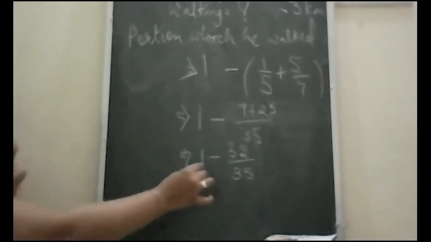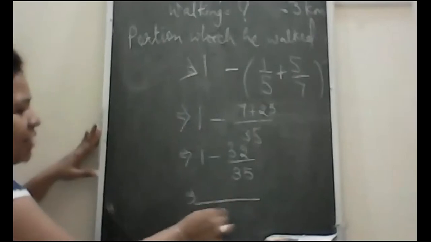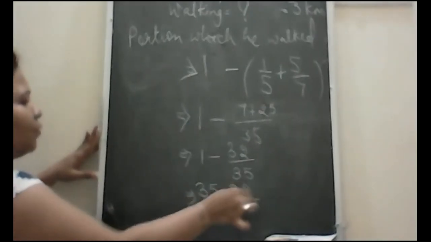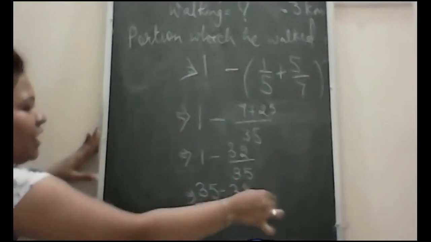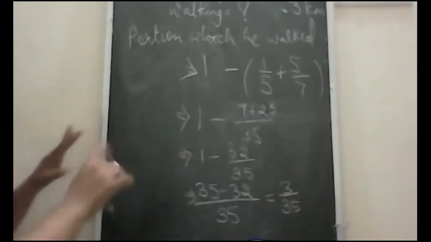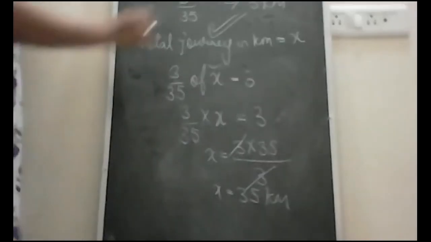Yes. So here it is coming 1 minus 32 upon 35. Now जब हम इसको solve करेंगे, so it will give you 35. 35 minus 32, which will be left over as 3 by 35. Now this is the portion which he walked. 3 upon 35 is the portion which he walked. Look at here. We have done it till here.